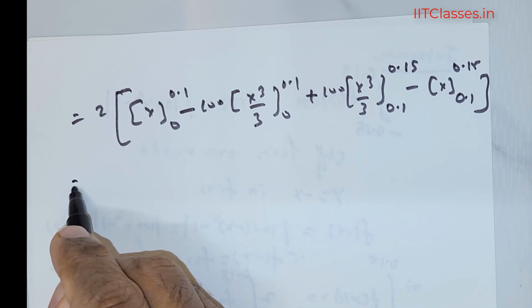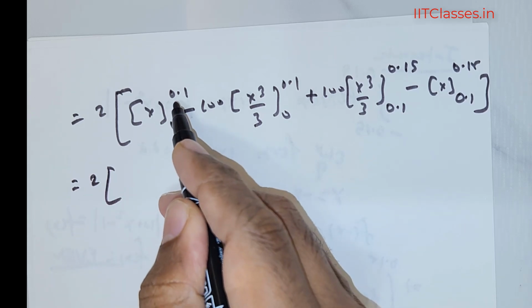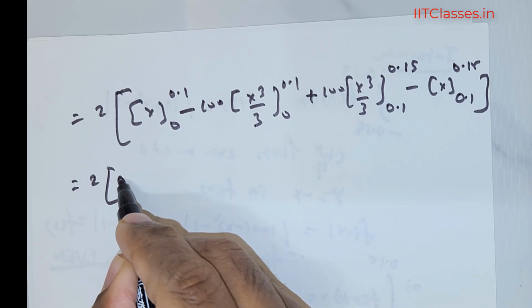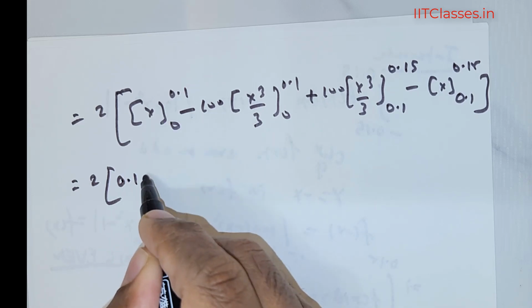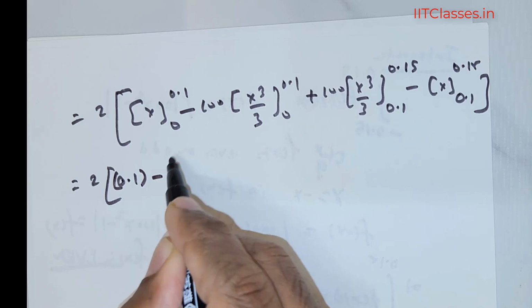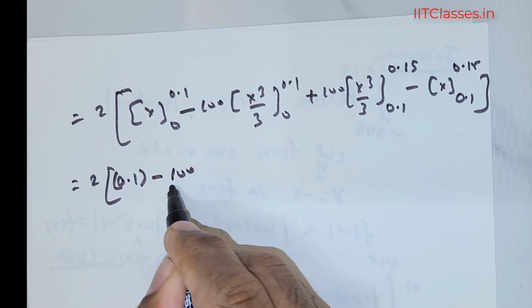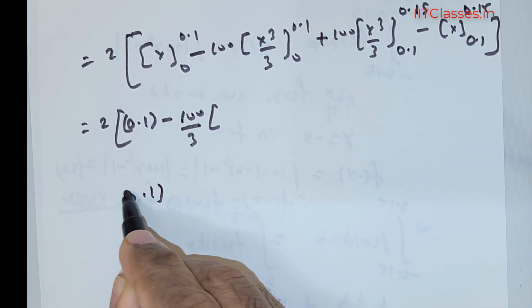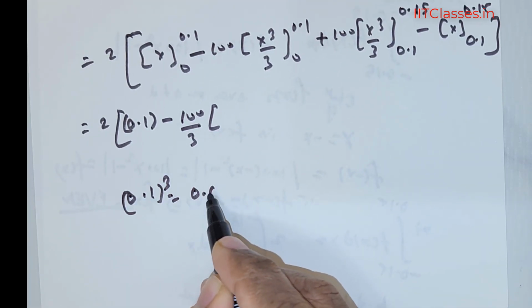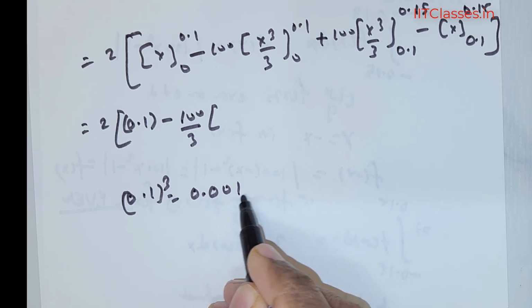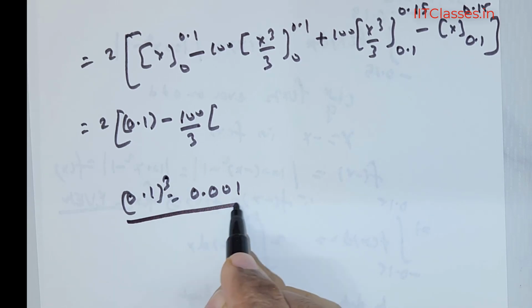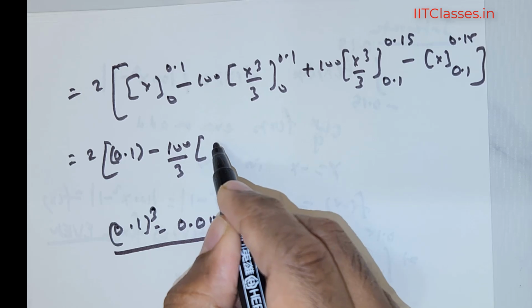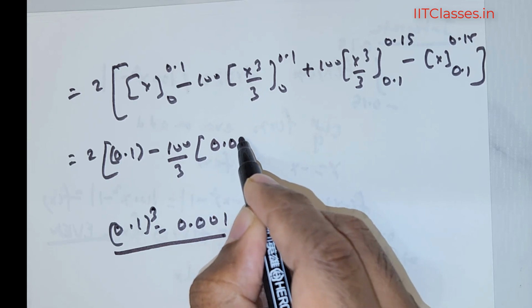Now we can substitute the limits. If I substitute the upper limit, it is going to be 0.1, minus 0, which has no value at all, followed by 100 over 3 times 0.1 cubed. That's going to be 0.001, since it is a cubic value. So I substitute 0.001.